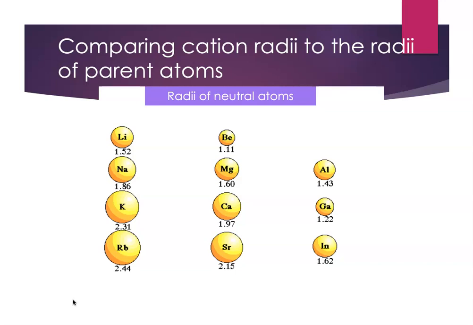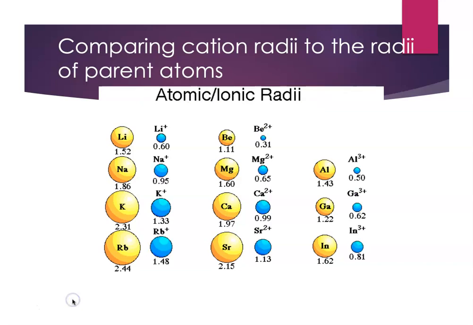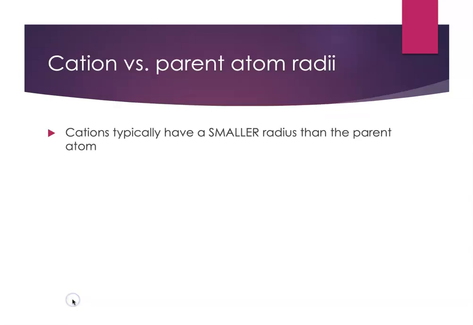Let's look at cations and neutral atoms and compare them. So I've got some depictions of some metals here. We know metals typically form cations by losing electrons. All right, and so the yellow spheres are representing the patterns of their atomic radii. And now let's look at the ionic radii, which I show in blue. All right, well, what you see, it should be very obvious, is that the blue ones are much smaller than the yellow ones. Typically, cations are significantly smaller than the parent neutral atom. So that's what we need to remember here. Cations typically have a smaller radius than the parent atom.